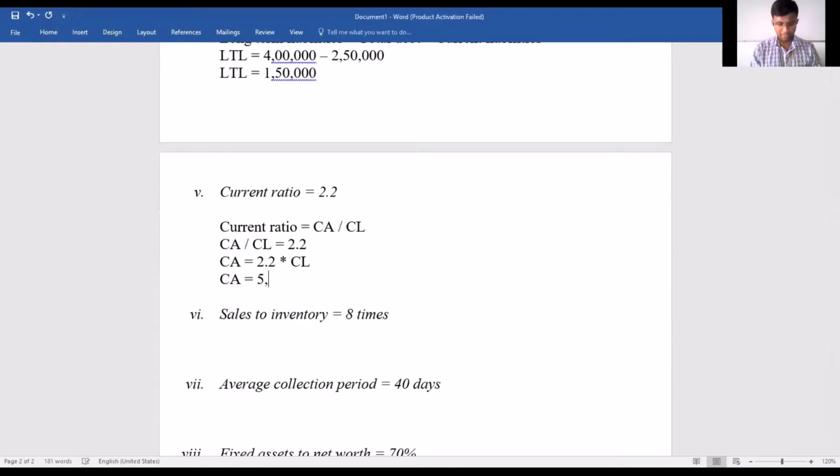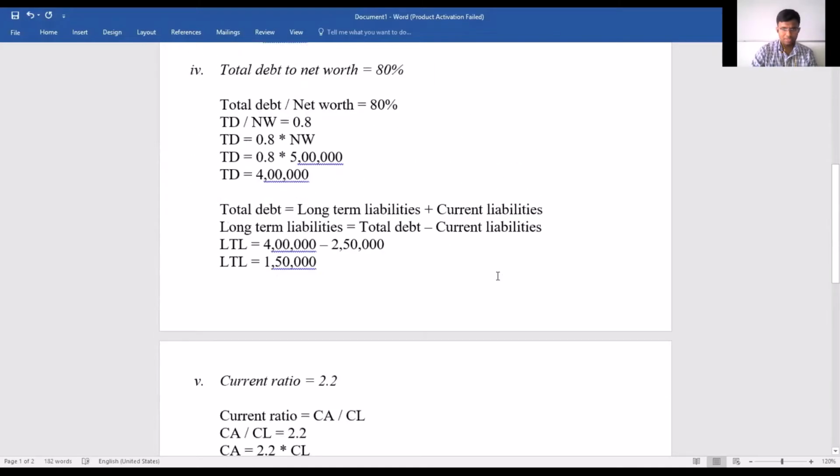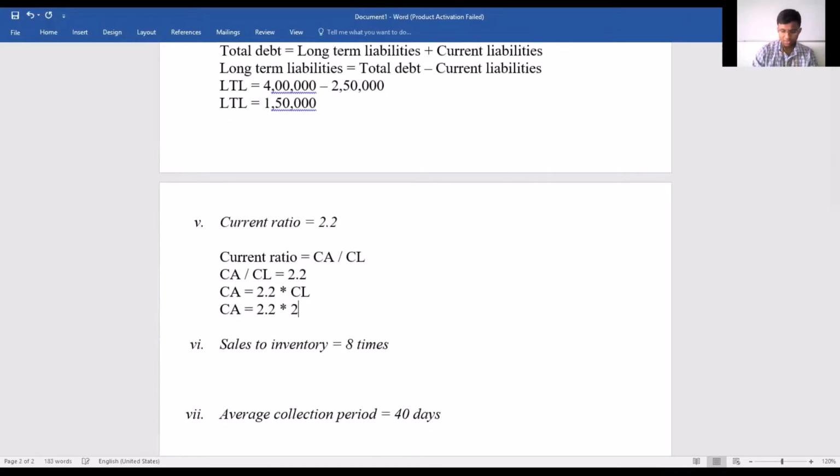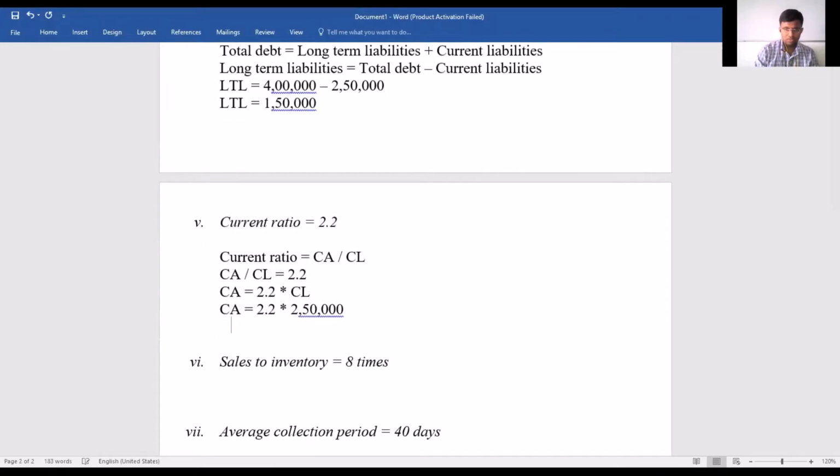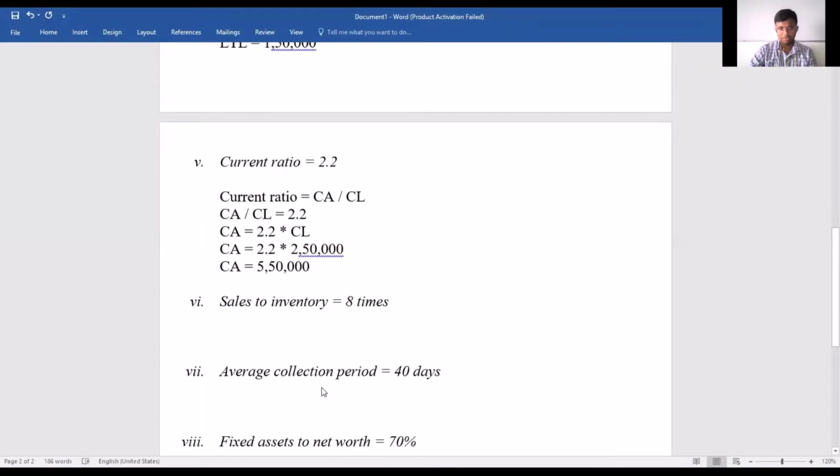I'll just explain the step. 2.2 into current liability, which we know from here is 2,50,000. So current asset is equal to 5,50,000.